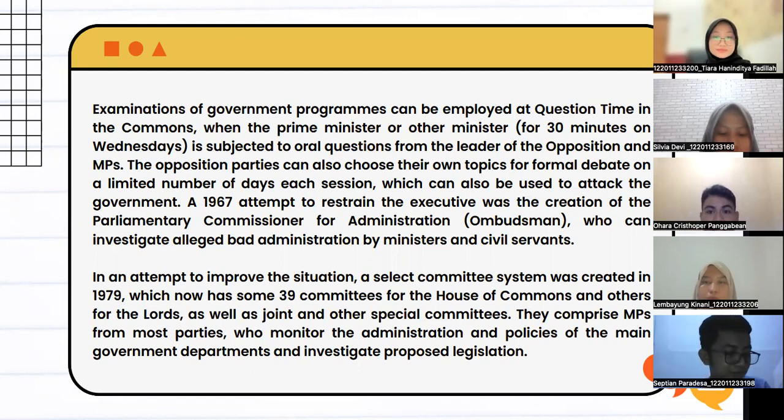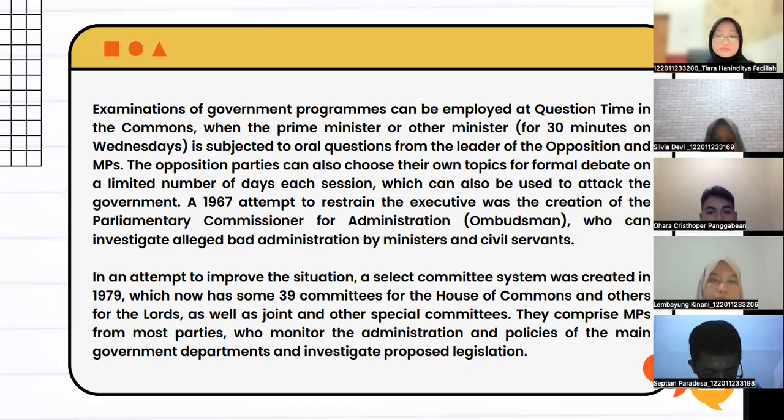A 1967 attempt to restrain the executive was the creation of the Parliamentary Commissioner for Administration, or Ombudsman, who can investigate alleged bad administration by ministers and civil servants. In an attempt to improve the situation, a select committee system was created in 1979, which now has some 39 committees for the House of Commons and others for the Lords, as well as joint and other special committees.